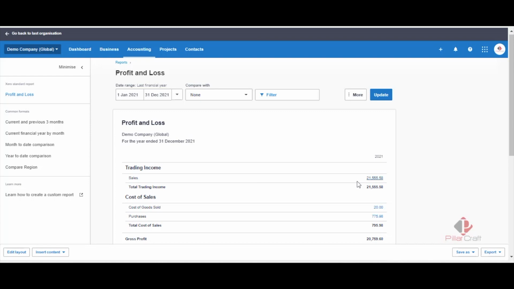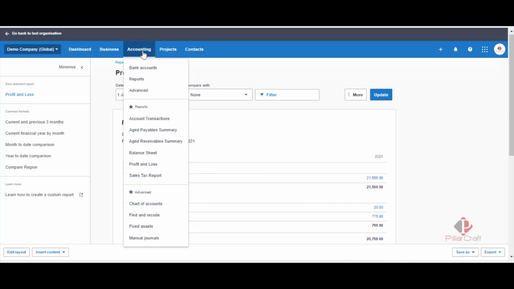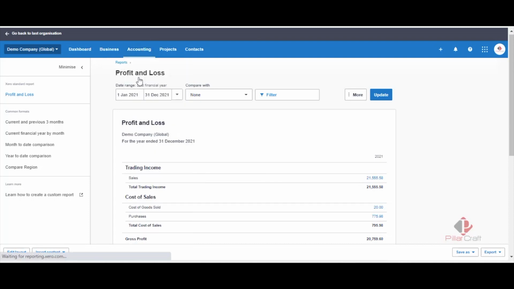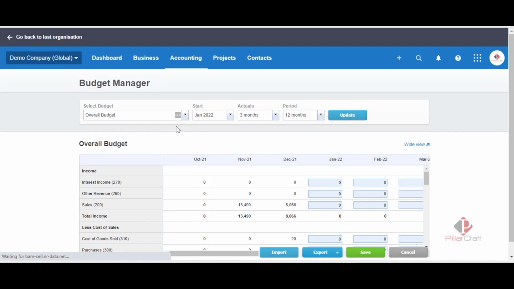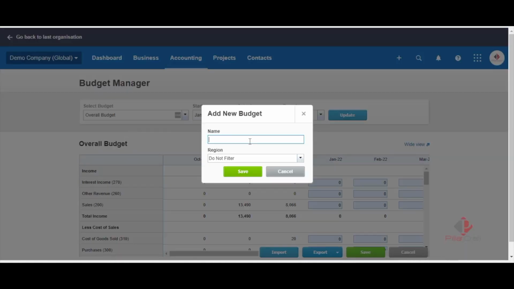So now, having reviewed these two basic reports, and doing a basic review on them, the next thing you may want to do is set out a budget for the coming year. Xero has a wonderful budget planning module that can help you set out a budget for the year. To make a budget in Xero, number one, you need to add a new budget. Let's say we are making a budget for the year 2022.